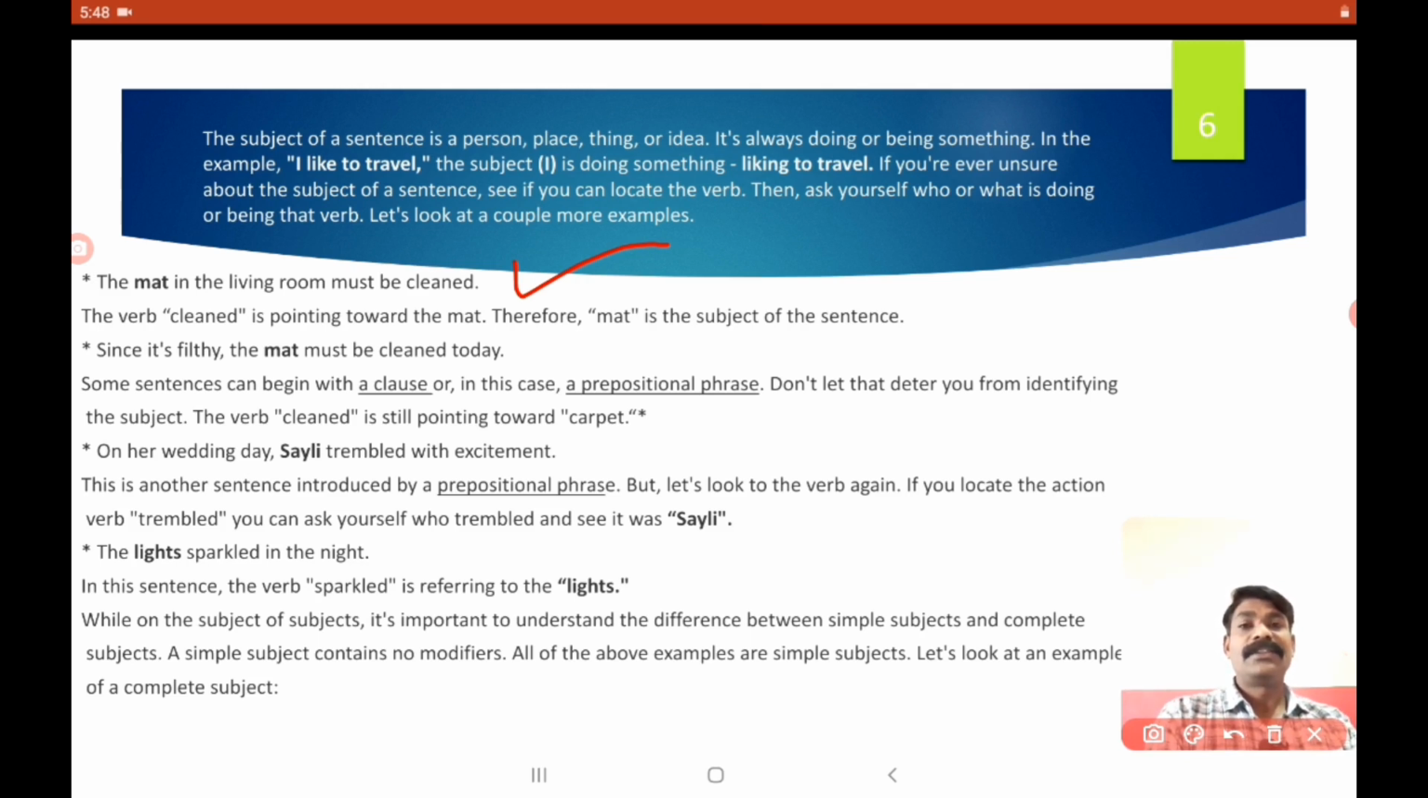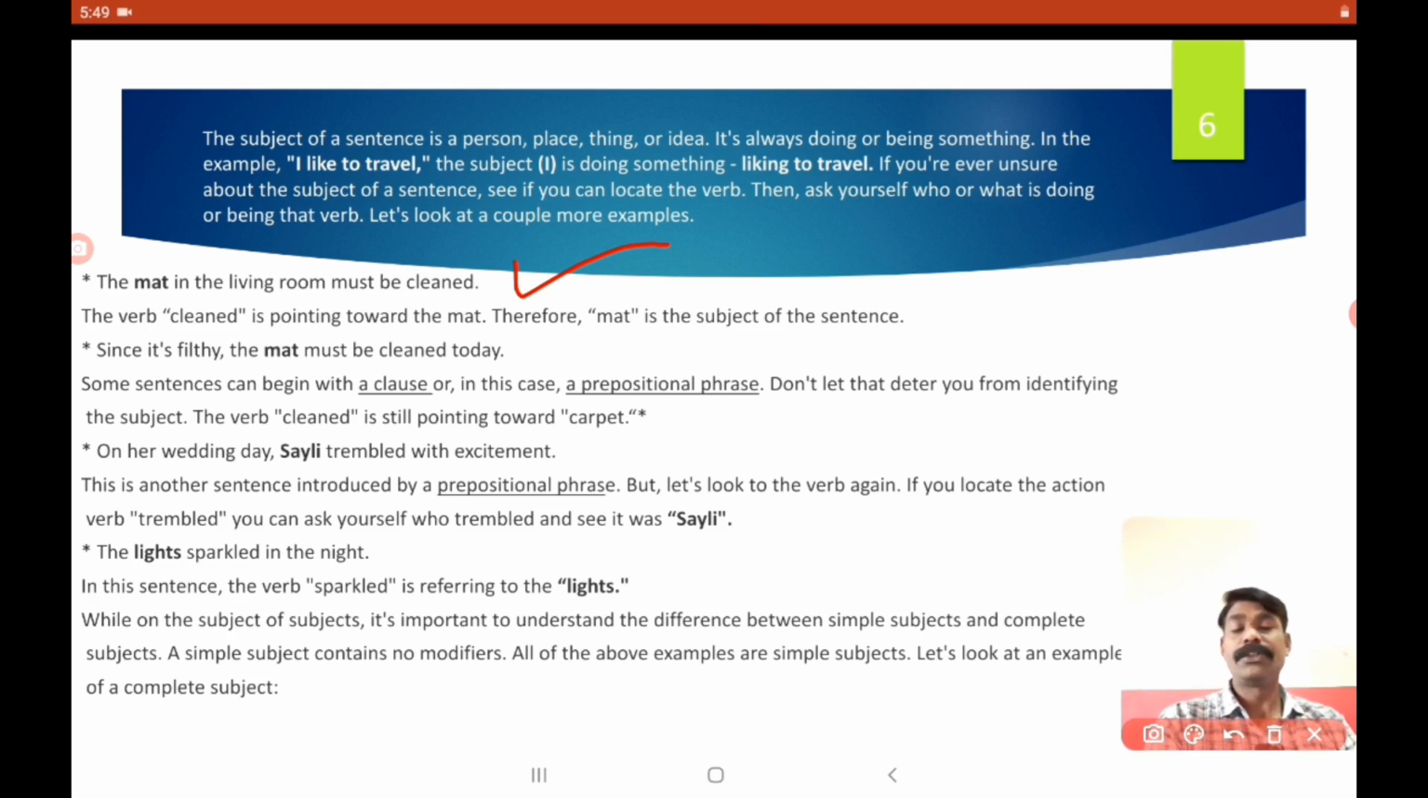Okay, the sentence begins with a clause, but sometimes it begins with a prepositional phrase. So don't let it deter you from identifying the subject. Deter in the sense paravritta karne, or don't be confused, don't be fooled to recognize that is the subject, because the word clean is still pointing toward the carpet or that's a mat. Okay, इथे सुद्धा तुम्हाला वाक्याची सुरुवात कशाने झालेली आहे, एका क्लॉजने झालेली आहे. आता क्लॉज म्हणजे काय, प्रिपोजिशनल फ्रेज म्हणजे काय, हे तुम्हाला पुन्हा समोरच्या व्हिडिओमध्ये सांगणारच आहे. Don't confuse it now.